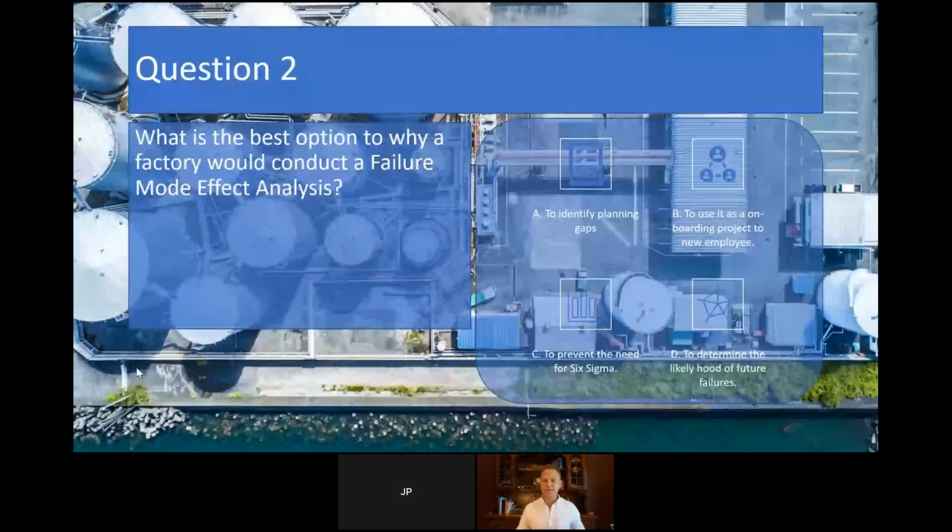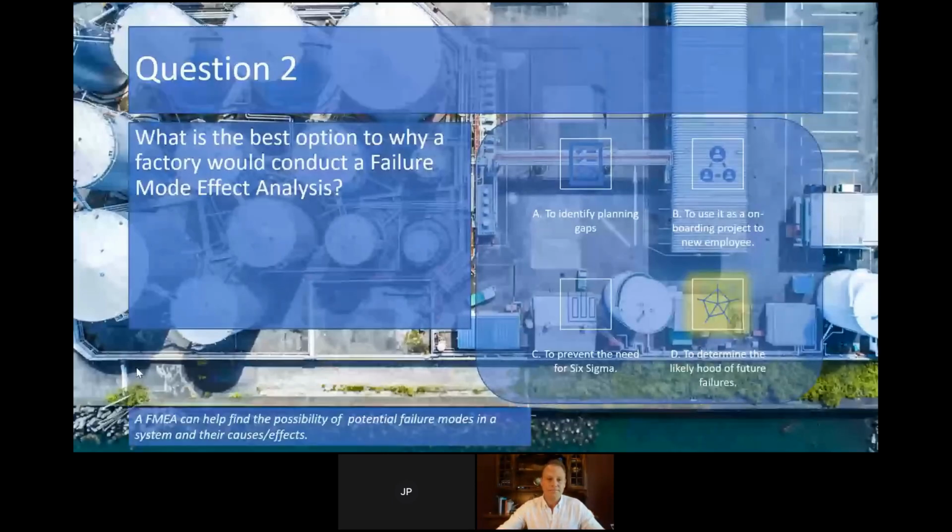B is just, I hope no one's in organizations that develop FMEA programs just to keep new employees busy. And then C, it's not meant as a tool to remove Six Sigma. But yes, D is the answer. And FMEA helps find the potential failure modes in a system, their causes and the effects. So good job, everyone.